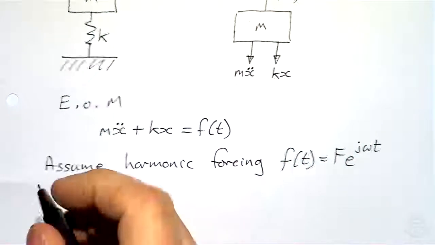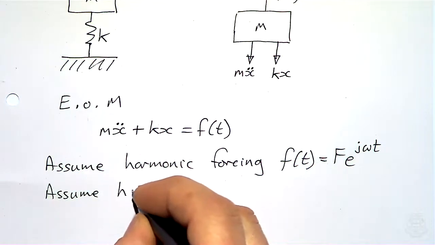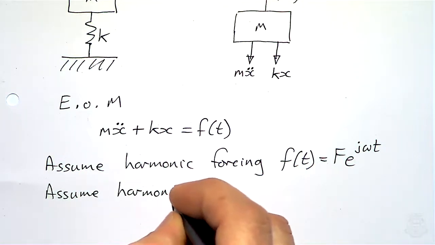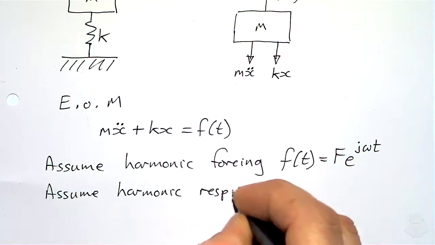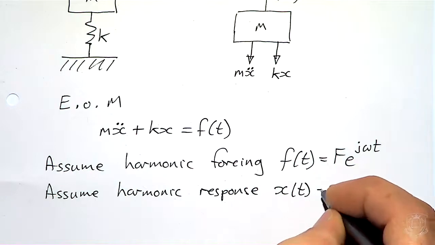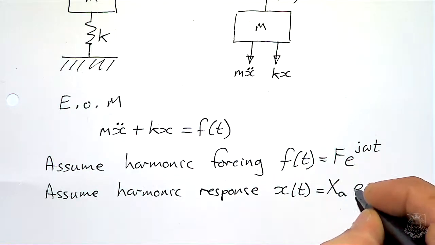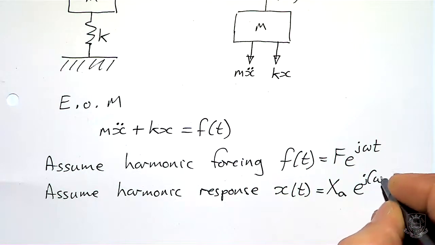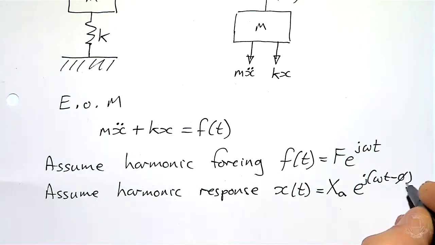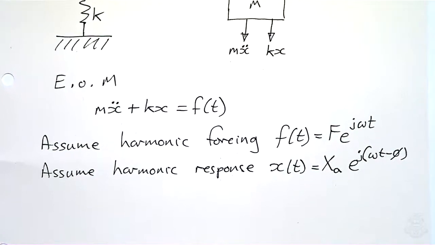And we're also going to assume a harmonic response. So x of t is now going to be assumed to be some constant, which I'm going to call X_A, times e to the j (omega t minus phi). And I'm going to explain what these different terms are as we develop this idea.